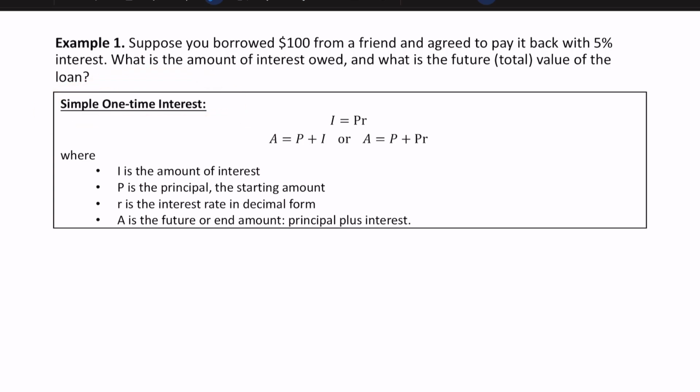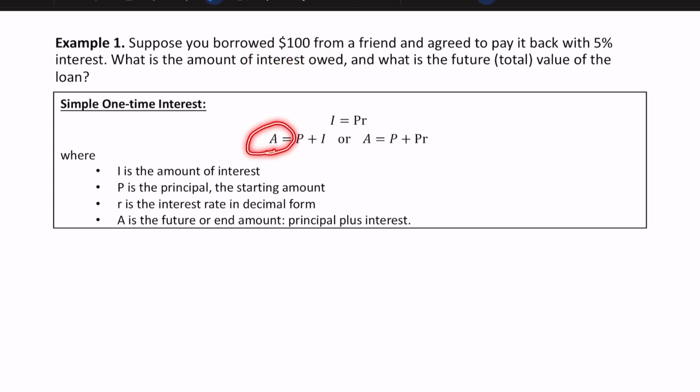And it's simple interest because you just pay the 5% based on the amount that you borrow. So we have some formulas here that help us determine the amount of interest you're going to pay. And that's this first formula here. The amount of interest that you're going to pay is just taking the principal amount and multiplying it by the interest rate. And then if you want to find how much total is being paid back, because you have to pay back the $100 you borrowed plus the interest that you owe your friend now.